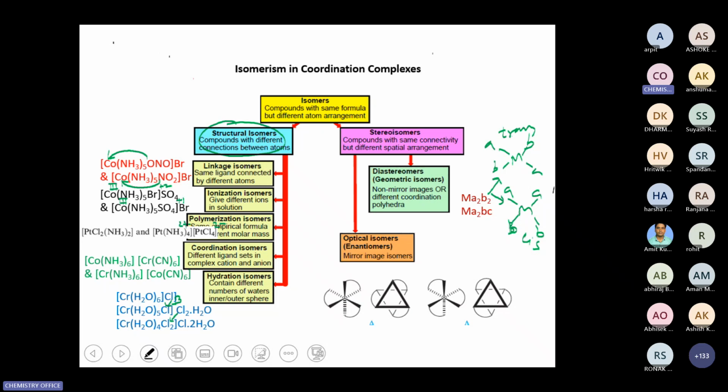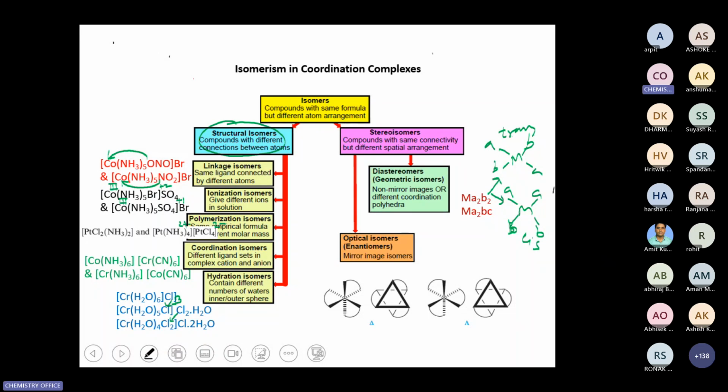In the case of optical isomers or enantiomers, they are represented in different ways. It is their capacity to rotate the plane polarized light in either direction, either clockwise or anti-clockwise, when placed in the plane polarized light. Depending on the direction of the rotation, these are classified by different nomenclatures. In organic cases, you will get D and L. But in coordination complexes, they are represented by delta or lambda. Delta is dextrorotatory, lambda is levorotatory, but the way of representation is different.